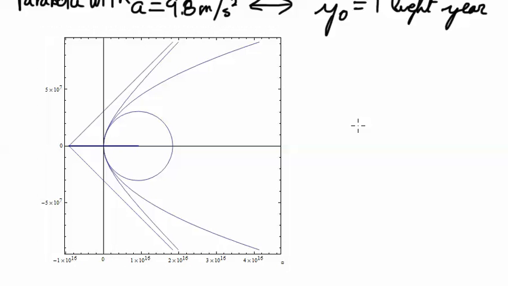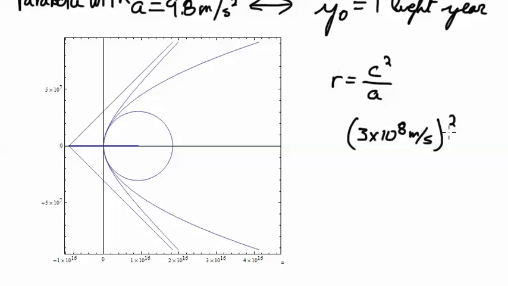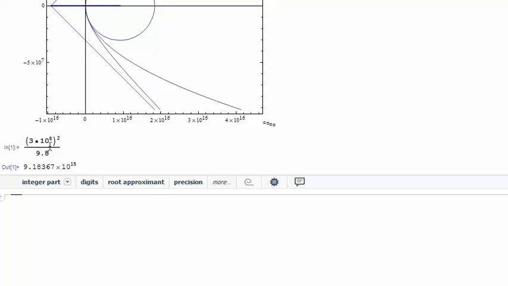And the actual relationship is basically that our radius, what's sometimes referred to as the Rindler radius, given an acceleration, is c squared over a. You'll see in this case it would be 3 times 10 to the 8th meters per second, squared, divided by our acceleration of 9.8 meters per second squared. Let's go ahead and find out what that is. 3 times 10 to the 8th squared divided by 9.8 is 9.18 times 10 to the 15th meters.